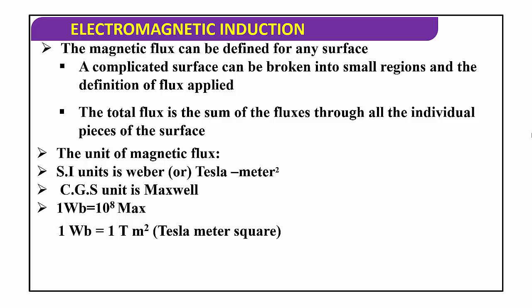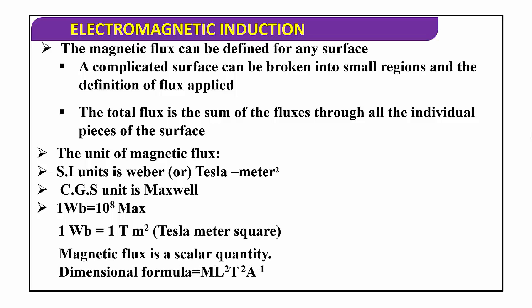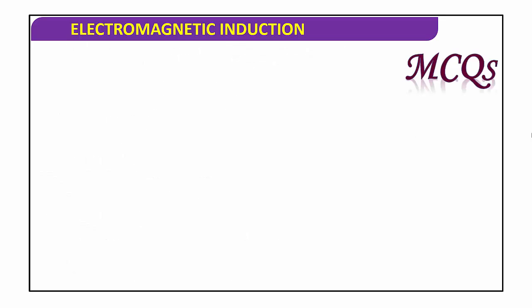Then this magnetic flux is a scalar quantity. It does not have a definite direction. That's why it is a scalar quantity, and its dimensional formula is M L raised to 2 T raised to minus 2 A raised to minus 1. So this is all about the SI unit, CGS unit and dimensional formula of magnetic flux.